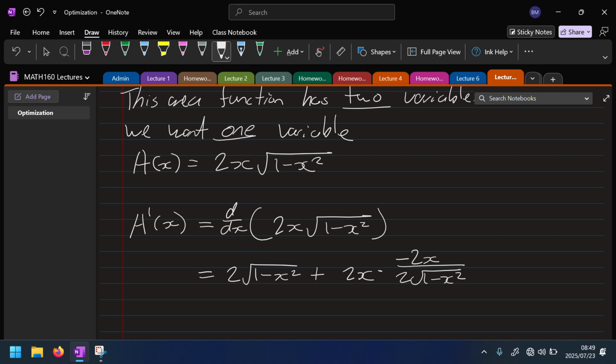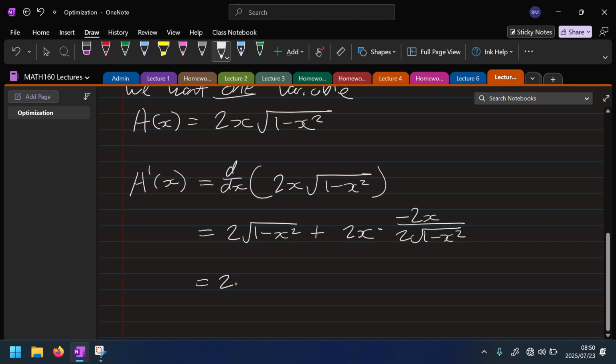So that's going to be minus 2x over 2 root 1 minus x squared. We can do a bit of cleaning up there. We've got 2 times 2 at the top, so we've got 4 at the top, 2 at the bottom. So that's a 2 at the top. So this will be 2 root 1 minus x squared, and then we've got the minus. x times x, that's going to be x squared, and then the 2, like we said earlier. So that gives us our derivative.